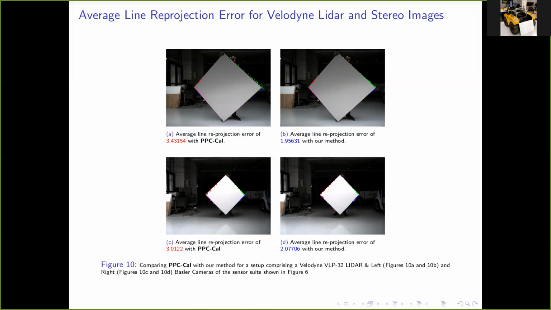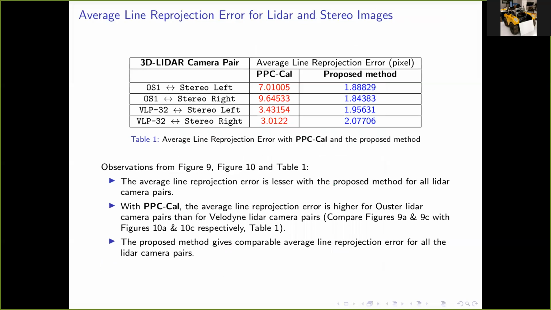We summarize all the results related to the average line reprojection error in table 1. We can see that in the table, the PPC-Cal shows deterioration in performance when used on an Ouster LIDAR camera setup, but the proposed method gives consistent results with all the sensor pairs. This proves that PPC-Cal gives poorer results when a noisy sensor like Ouster LIDAR is used, but the proposed method performs the same and proves to be robust to noise.